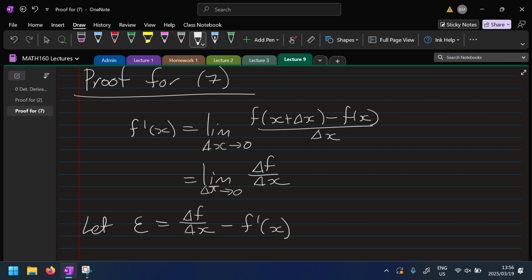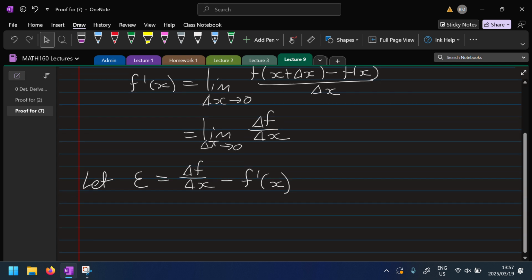If I were to take the limit, then those two would be equal, and this epsilon would be 0. Does everyone see that? Delta f over delta x, no limit there. If I were to take the limit, I would get f prime. And what is f prime minus f prime? 0. So if I took the limit, I would get 0. That's all you need to understand for this.